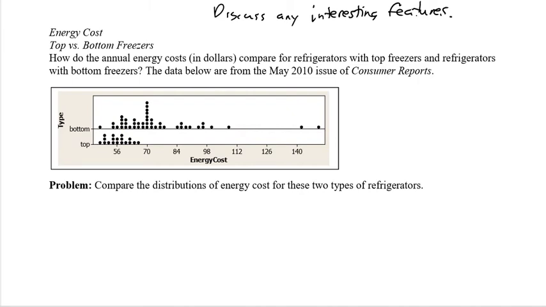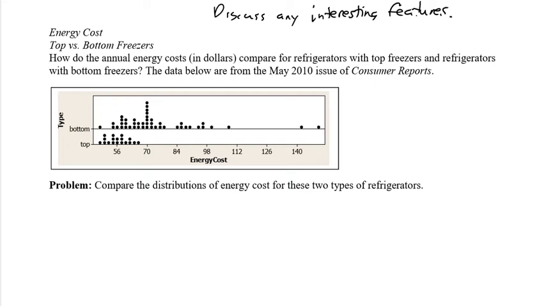So what we're going to do is compare the shape, center, and spread of both. And you can see at the bottom that they have quite different distributions. The bottom freezers are skewed, and they are very spread out. And the top freezers are very compact there at the bottom, not spread out very much at all, and certainly very symmetric.